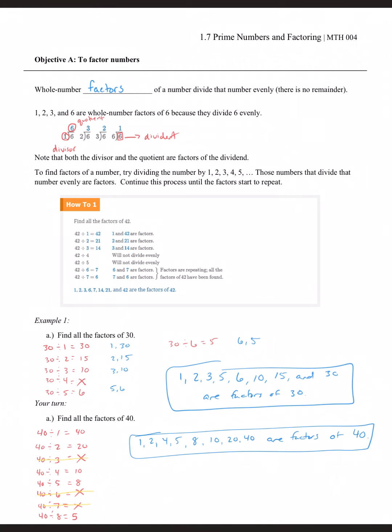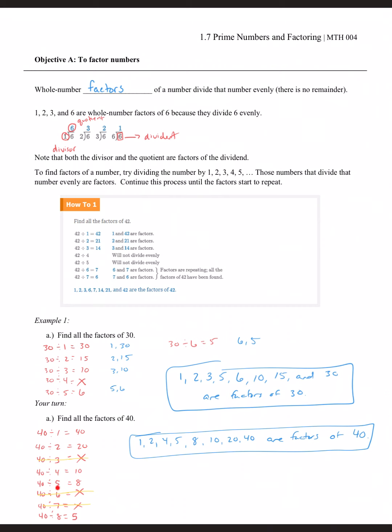So from this, we can see the factors of 40 are 1, 2, 4, 5, 8, 10, 20, 40. Notice when I wrote these out, I kind of skipped a little step here. If I found it divided evenly, I just moved on to the next one. Again, make sure you go in order with your numbers of what you're dividing by. That way you don't miss any.